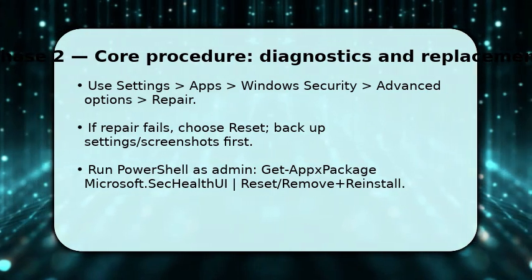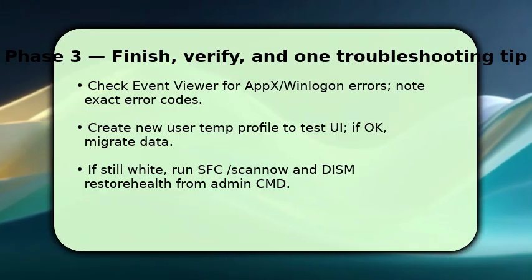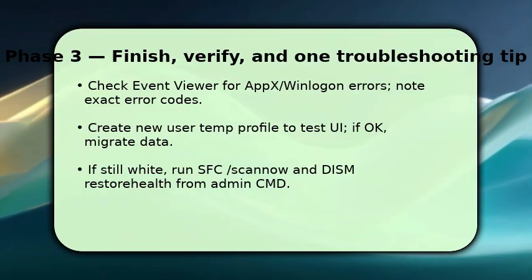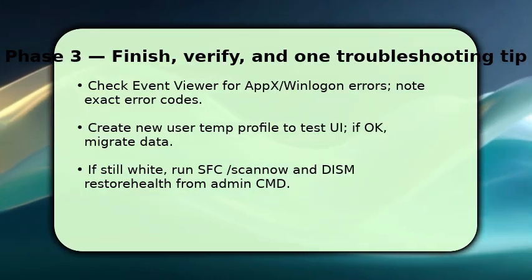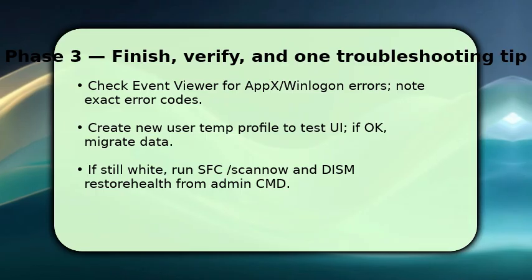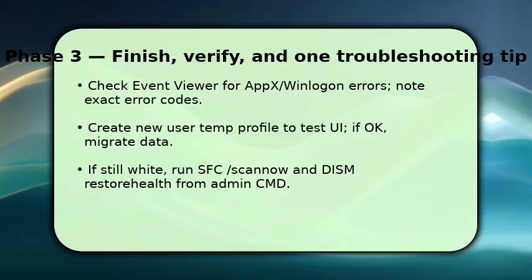You finish by validating system integrity and user profile issues. First, inspect Event Viewer for AppX or shell errors to learn why the UI fails. Note exact codes for targeted fixes.